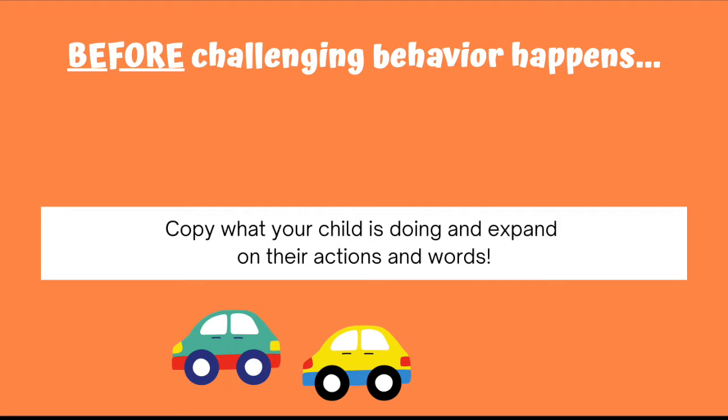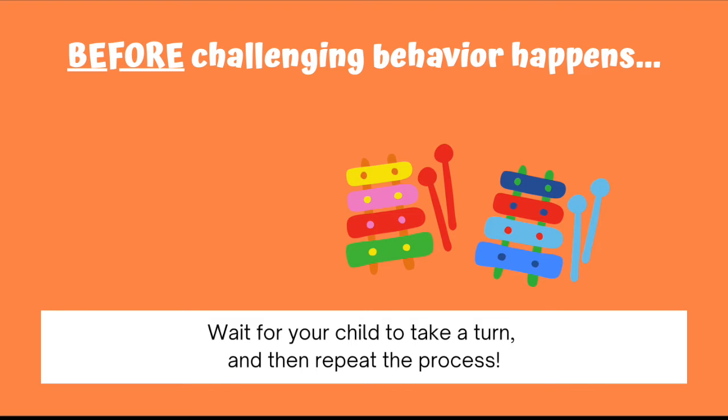If your child moves a toy and says what they're doing, you can copy their action and words and expand by adding one more thing. So if your child moves a car and says, drive, you can move the car quickly and say, drive fast. Once you have copied and added, wait for your child to take another turn and repeat the process again.